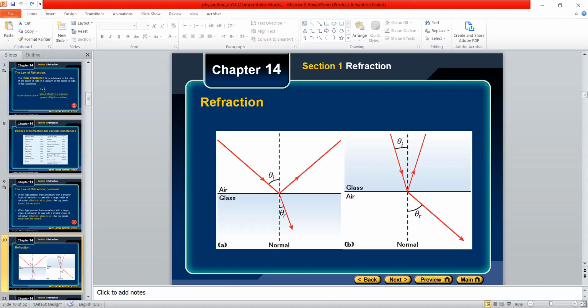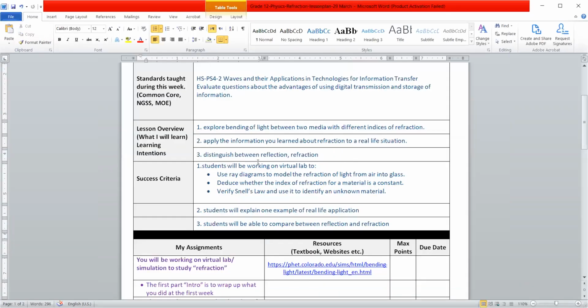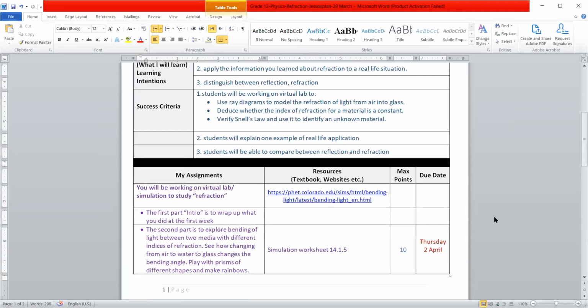So let's go to the assignments in your lesson plan here. Where is the assignment? Okay, so you will see in the assignments you have to do a virtual lab. You will be working on a simulation to study refraction.